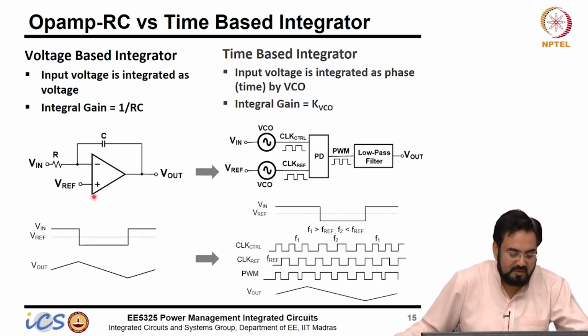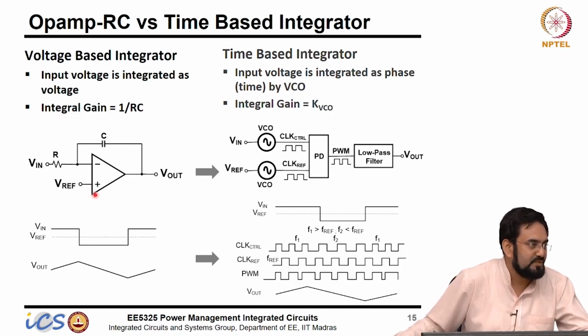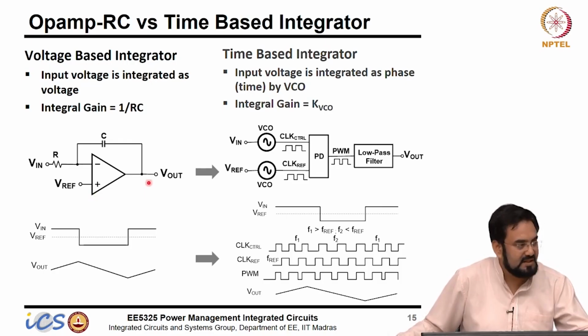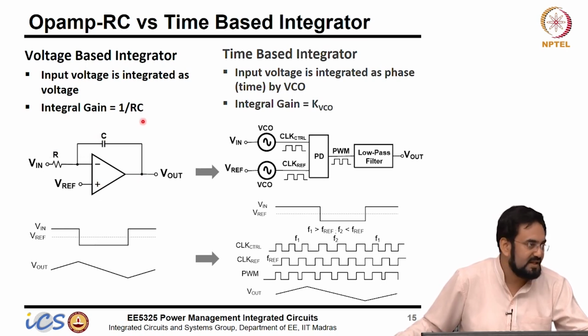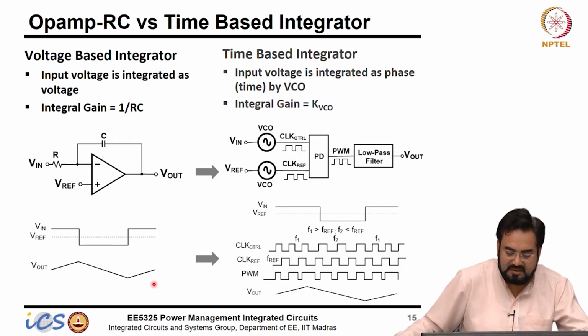So, we know that the op-amp is fully differential at the input actually. So, differential input and single-ended output, and if I have an RC, the integral gain will be 1 over RC, and if I give, let us say, a square wave at the input, I should get a triangular wave at the output.